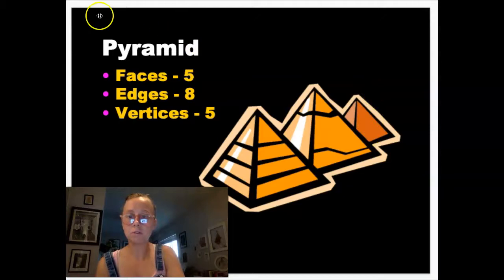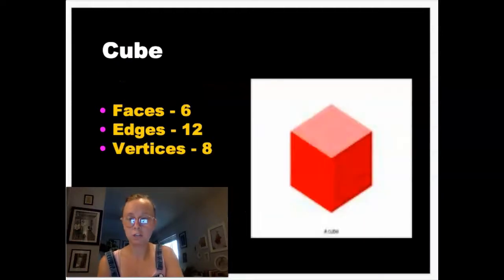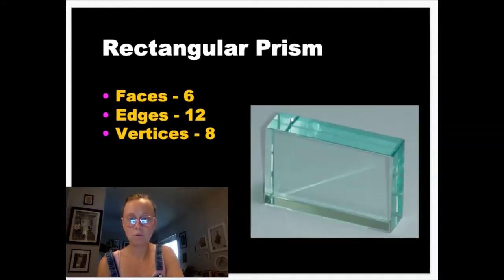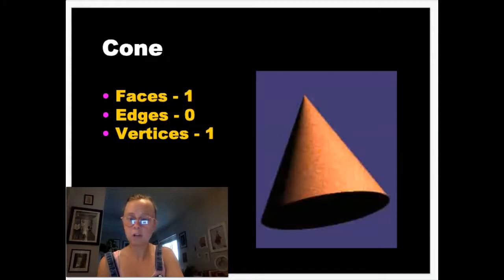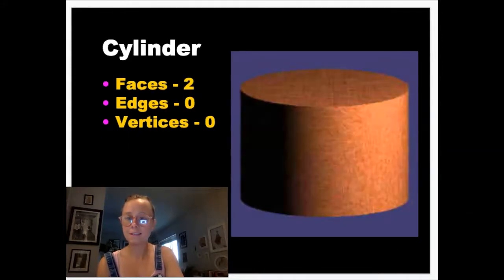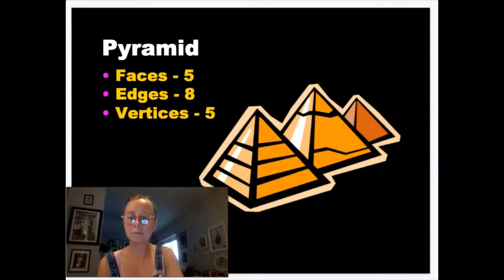So to review, pay attention to the names. That's what you'll be doing today. You'll be looking at a shape and telling its name. And if you need help and you need to go back and look at this video again to help you remember the names, feel free to. You can watch it as many times as you need to. So we have cube, rectangular prism, sphere, cone, cylinder, pyramid. And now we're going to do a little practice.